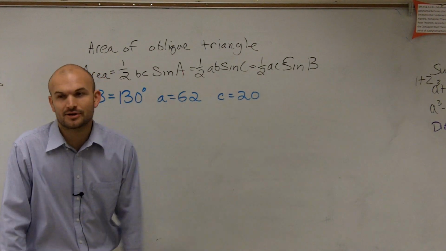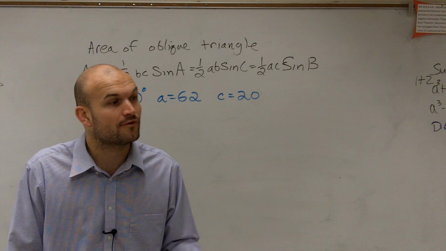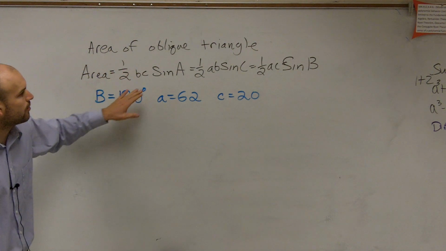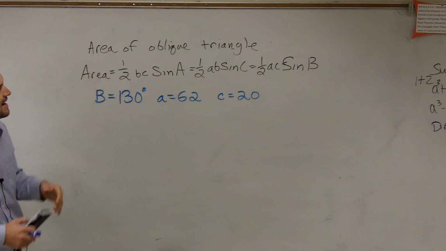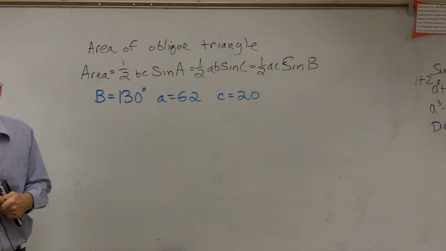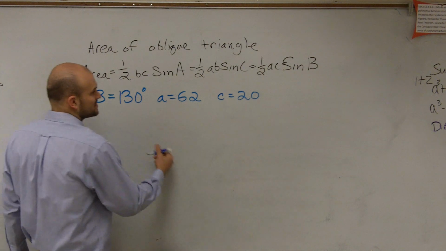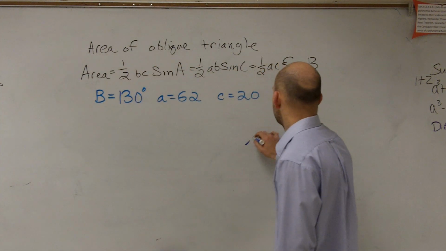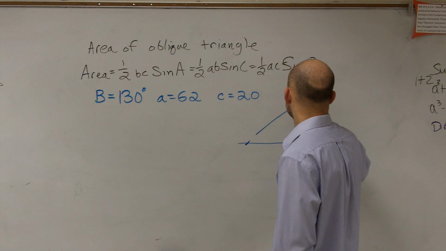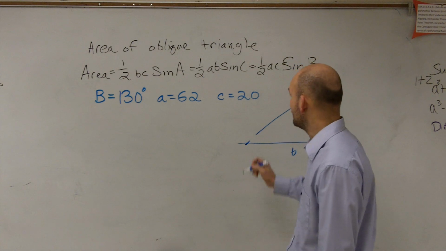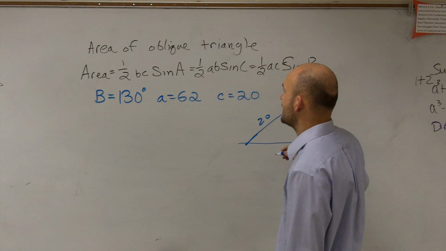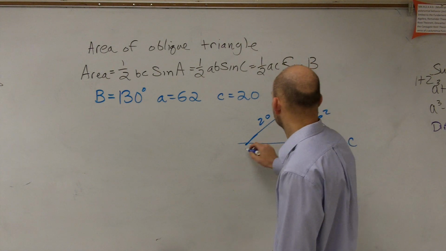So last thing I just want to go through, ladies and gentlemen, is using our formula for how to find the area with an oblique triangle. Let's say I have a triangle, and I have B equals 130 degrees, A is 62, and C is 20. If I was just going to sketch something, here's B, which is 130 degrees. I don't know smaller b, and I know that C is maybe 20, and then I'll say A is 62.